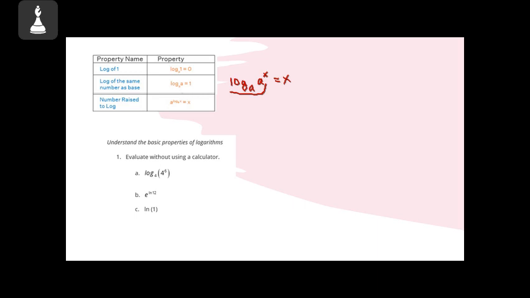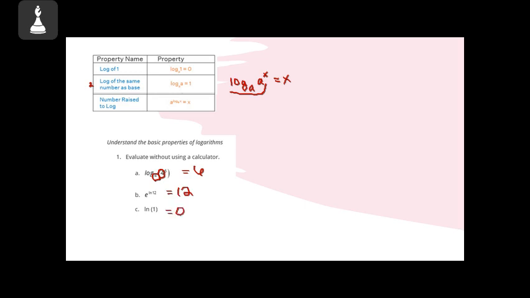So let's use those properties here. Log base 4 of 4 to the 6th. So that's this second property here. When the base of the log equals the base of the piece right next to it, the answer is just the exponent, 6. Next one, e to the natural log 12. Well, that's a number raised to the same base log. So e raised to the log base e cancels each other out. It just leaves me with 12. And the last one, any log of 1, the answer is 0.